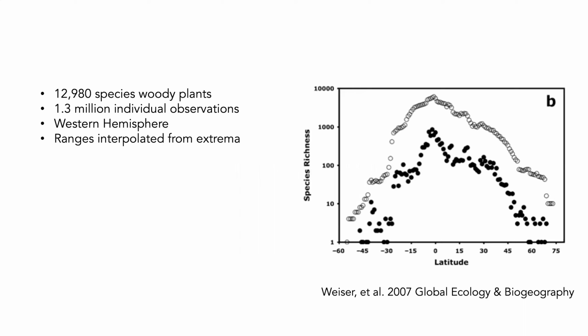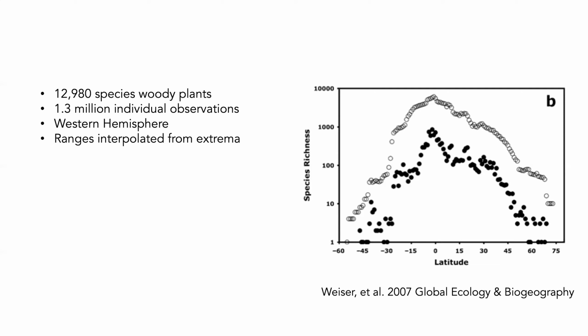And so my interests lie in looking at large-scale patterns of biodiversity. Now, this graph on the right, we're not going to get too much into it, but the open circles are basically the species richness of New World woody plants from the southern tip of South America to as far north as woody plants go in Canada.